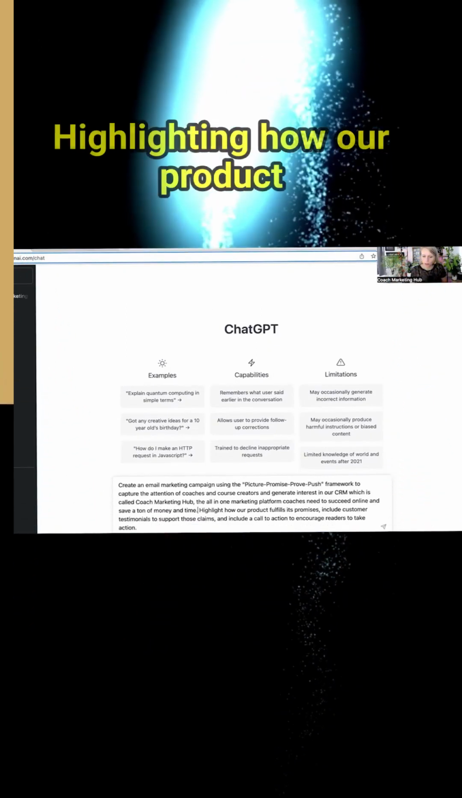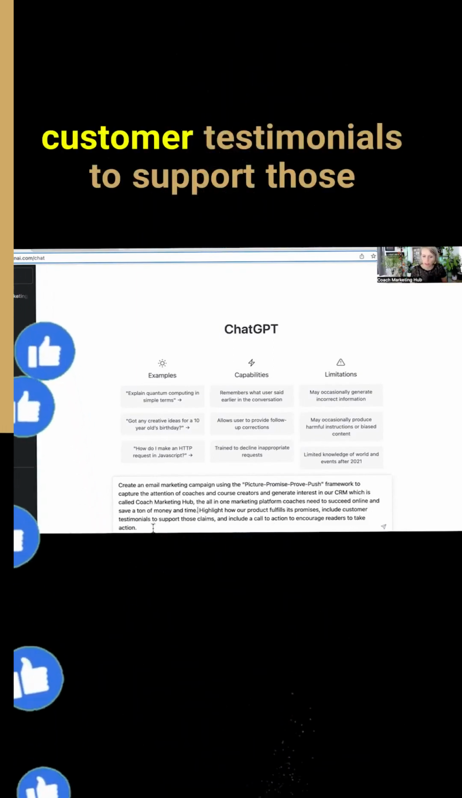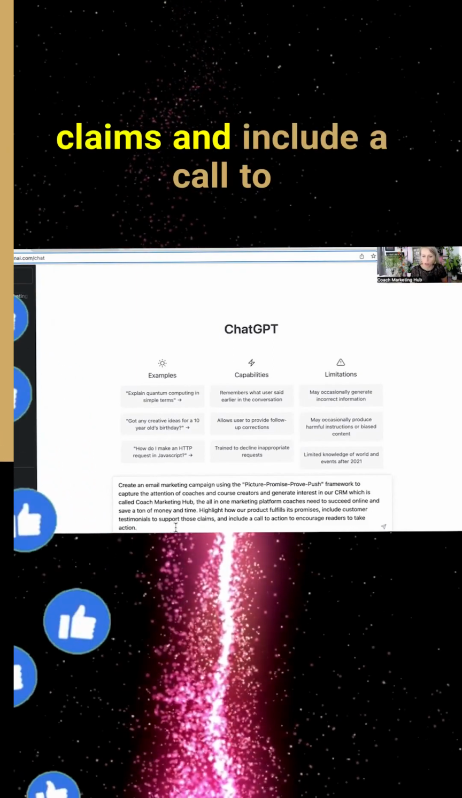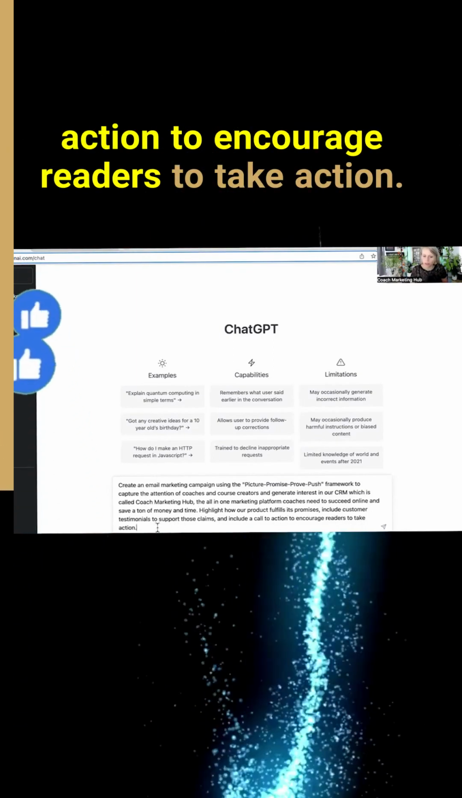Highlighting how our product fulfills its promises, include customer testimonials to support those claims, and include a call to action to encourage readers to take action.